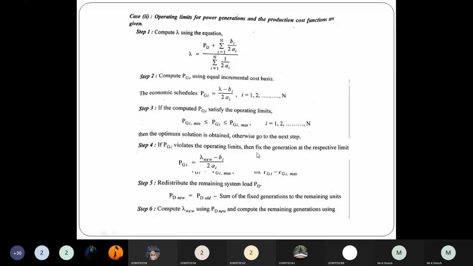The PGI violates the limit, meaning I have the equation del mu minus PI by 2A. So PGI equal to PGI max, and PGI minus PGI max. The two conditions should be satisfied. Here it is not displayed. The equation is PGI equal to PGI max. This is the violation of the range of equality, greater or less.